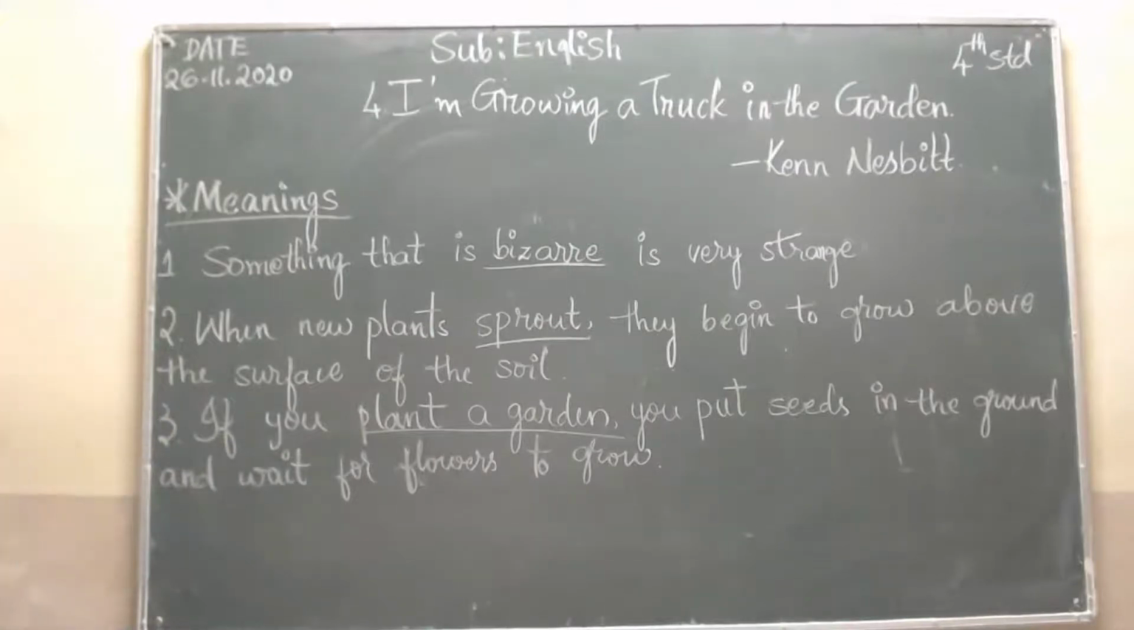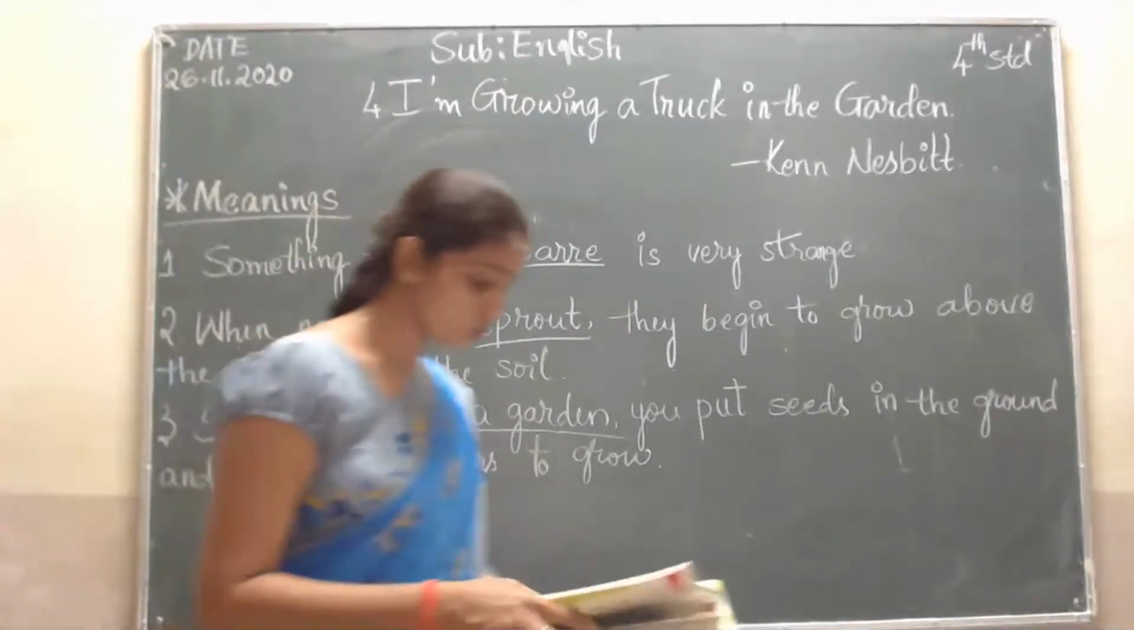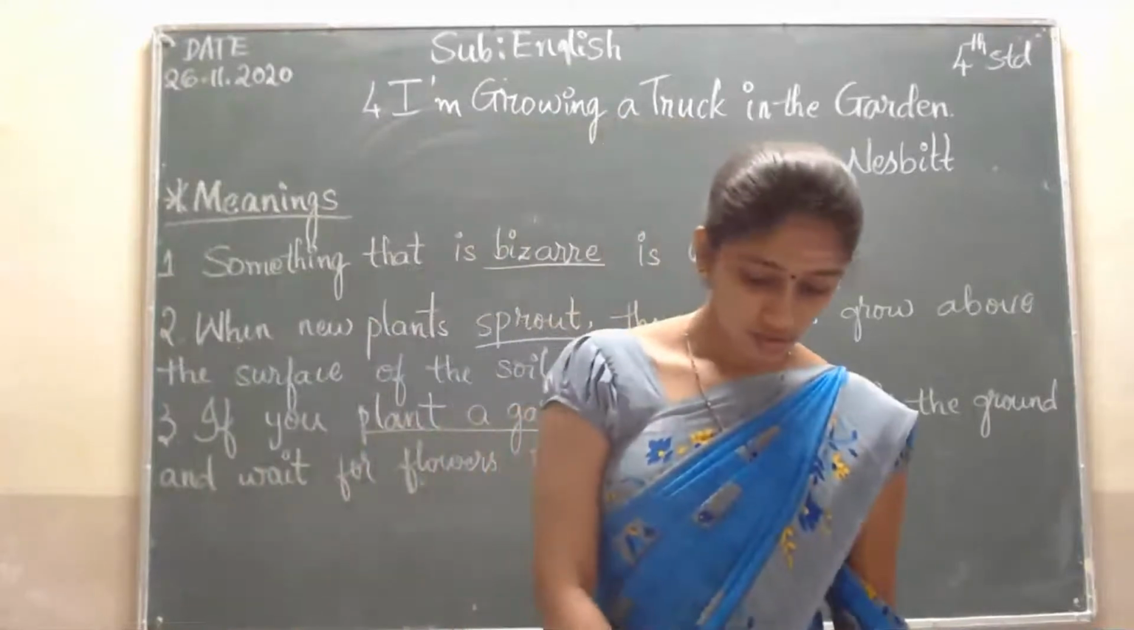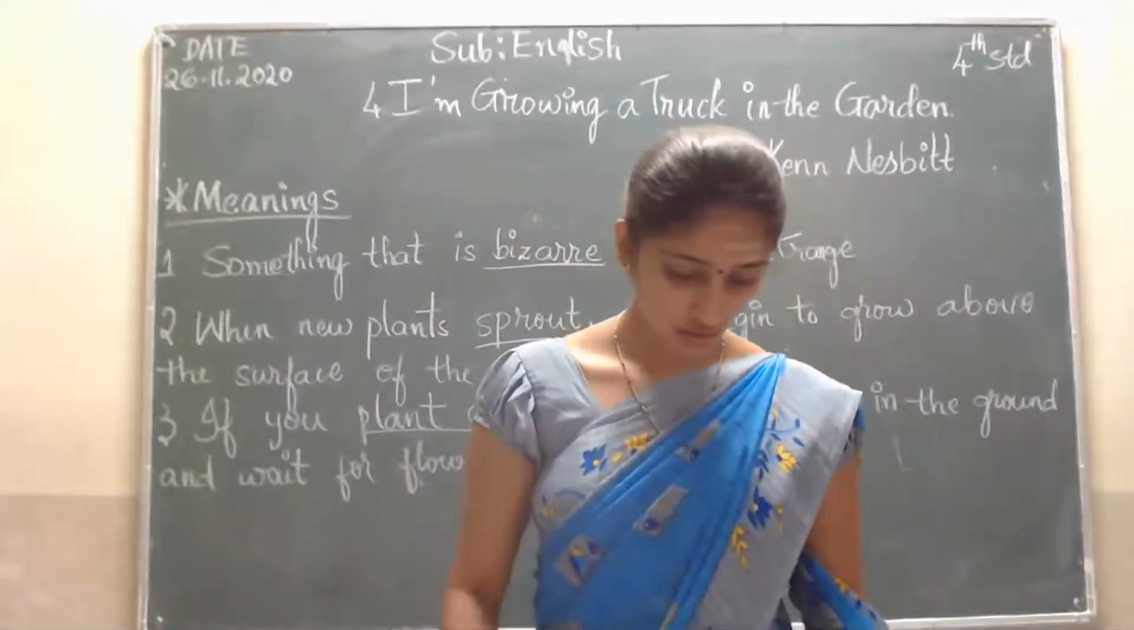So these are all the meanings. Something that is bizarre is very strange. When new plants sprout, they begin to grow above the surface of the soil. And the meaning of plant a garden is, if you plant a garden, you put seeds in the ground so that you have to wait for flowers to grow. So this is about "I'm Growing a Truck in the Garden."